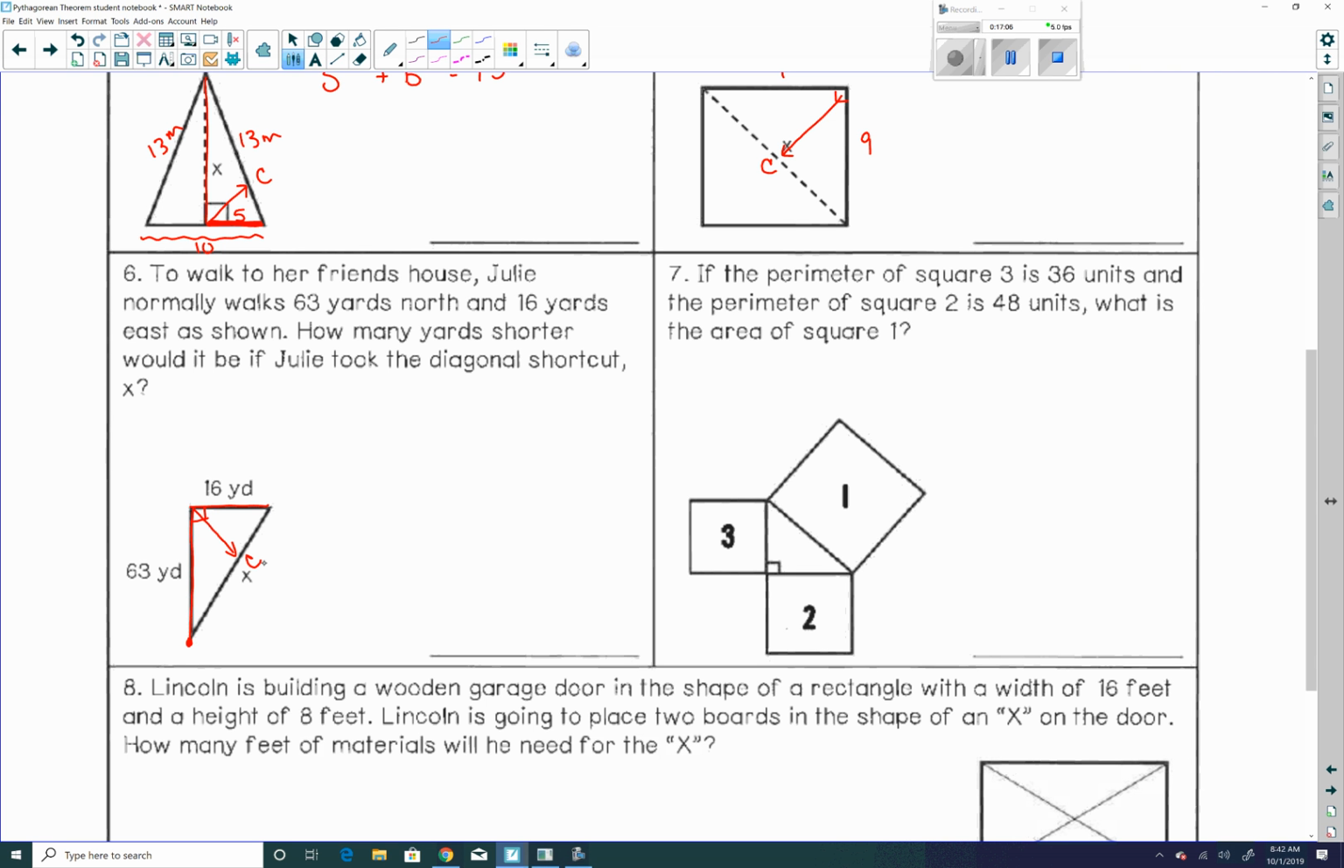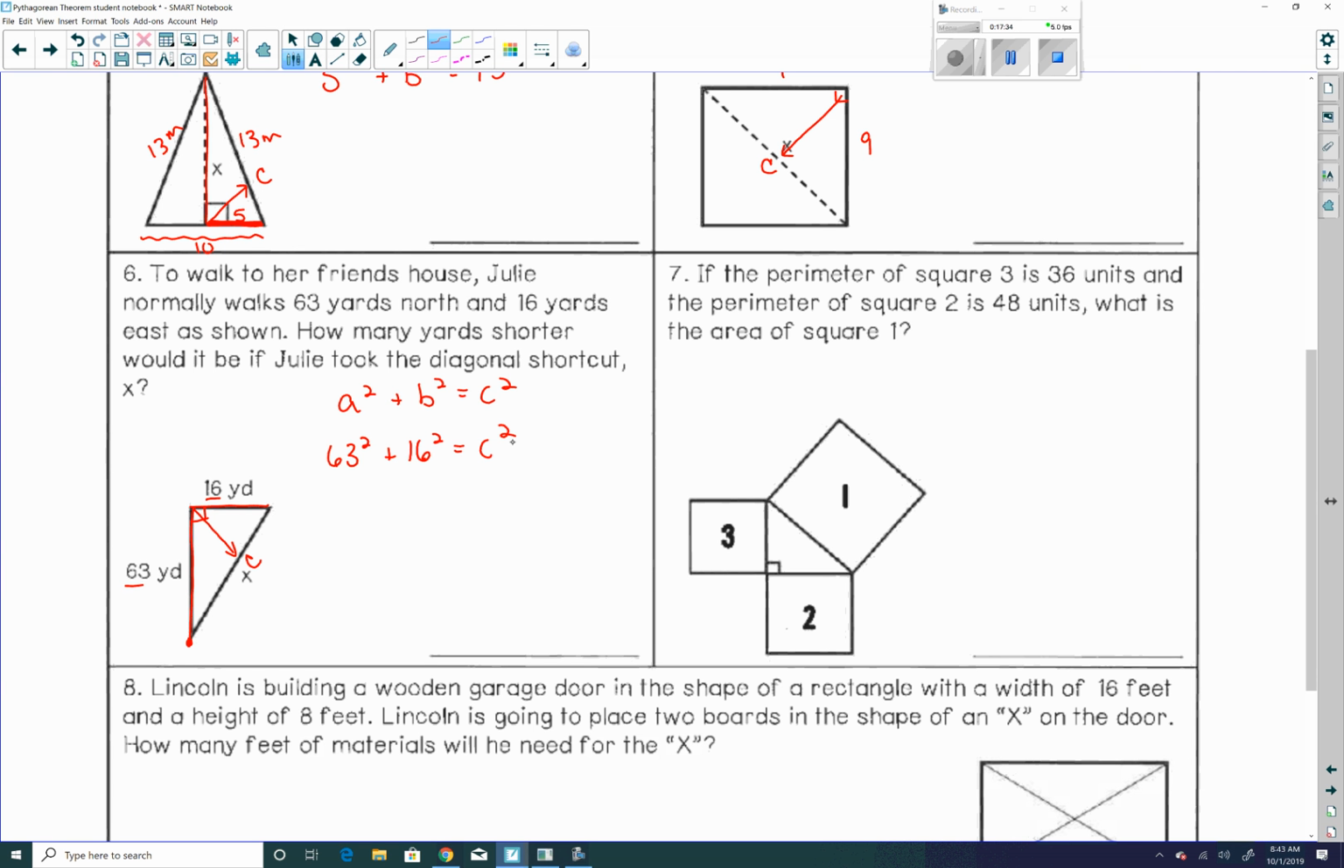Okay, so when I'm setting this up, I've got an A side and a B side. I've got both of my legs. So 63 plus 16. Again, I'm going to have you work out the rest of the problem. Check your work when you get to school.